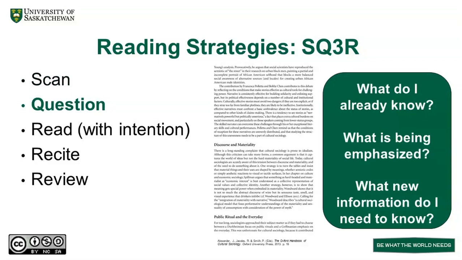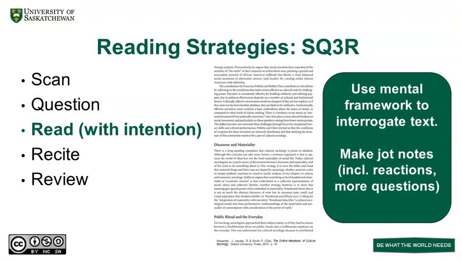What do I already know about the focus of this text? What do the authors seem to be emphasizing in this text? Why are they emphasizing this information? And what information is new to me, or what new information do I need to know? We'll also be looking at some strategies more specific to journal articles. But yes, you could use SQ3R for journal articles as well.